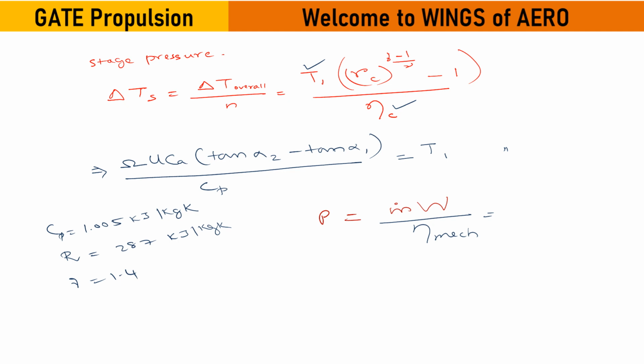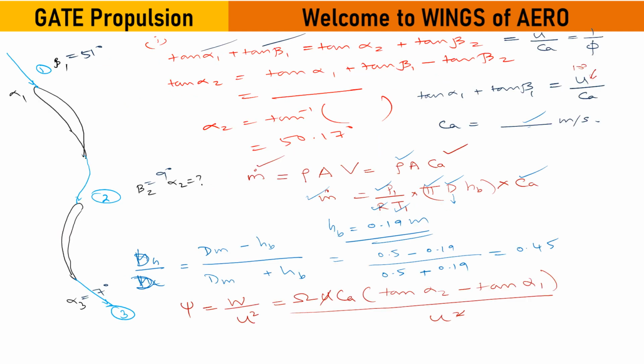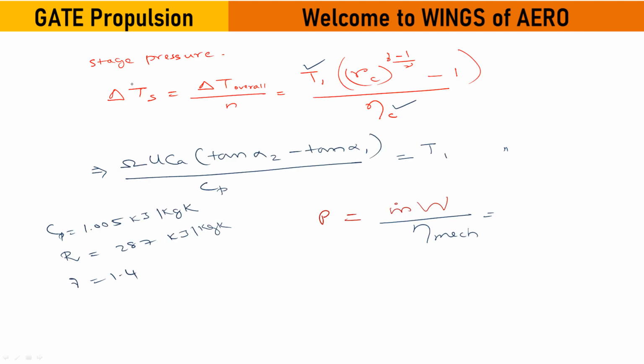Ma'am, what is the stage loading coefficient? Okay, what is the value you are getting? 0.7685. Yes, 0.78. And what is delta Ts? Delta Ts is the change in stage temperature. What is the value, ma'am? If you solve this, whatever the value will be there, that will be the value. I don't have a separate value for it over here.